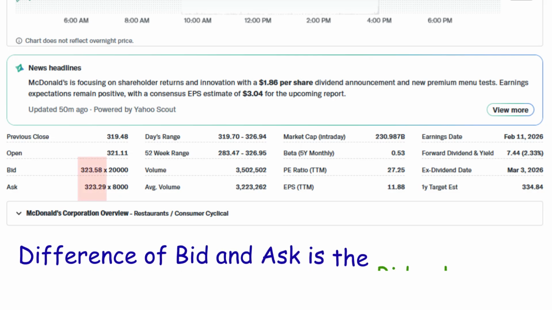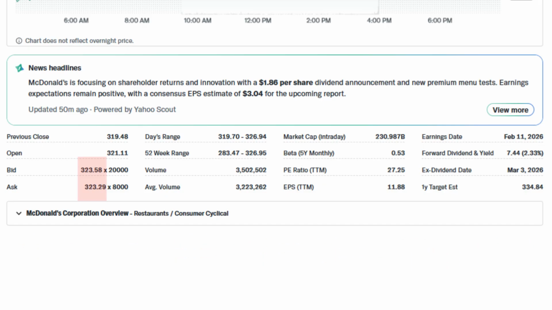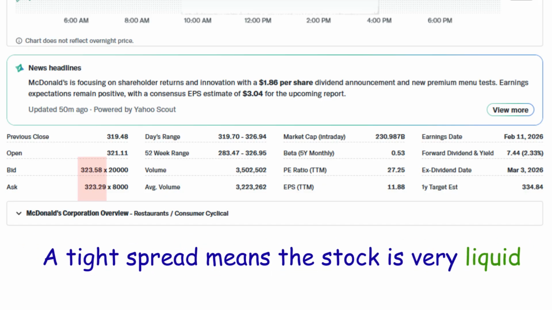The small difference between the bid and the ask is called the bid-ask spread. A tight spread usually means the stock is very liquid, with lots of buyers and sellers, which is exactly what we expect from a large, heavily traded company like McDonald's. For long-term investors, bid and ask aren't usually a big concern, but for active traders, they matter because they affect the price you actually get when placing an order.